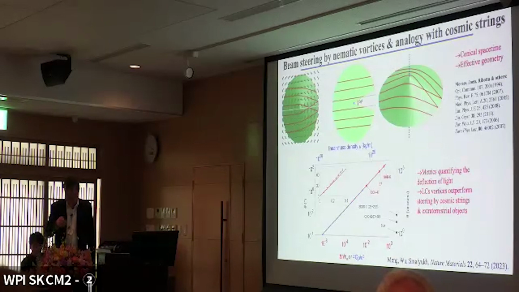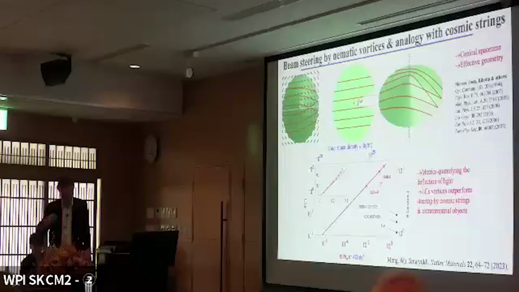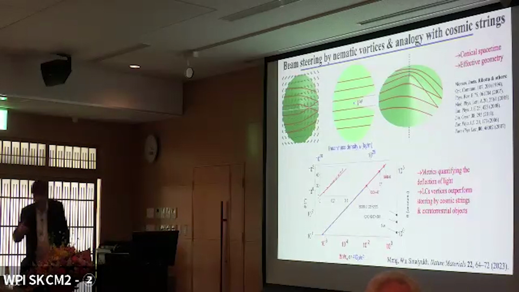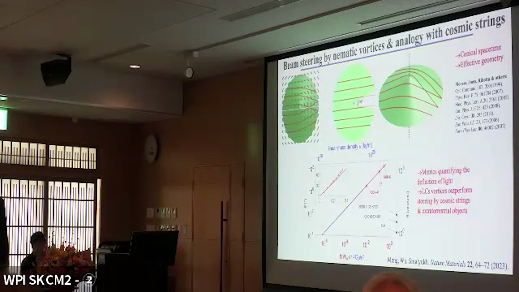And liquid crystal vortices are actually much more powerful steerers of light than not just cosmic strings, that are still, as we know, elusive cosmological objects that are only now being studied by gravitational wave experiments, right? But the deflection angles, for example, are much larger than what you would have for the strongest steerers of light in cosmology, like quasars, for example.